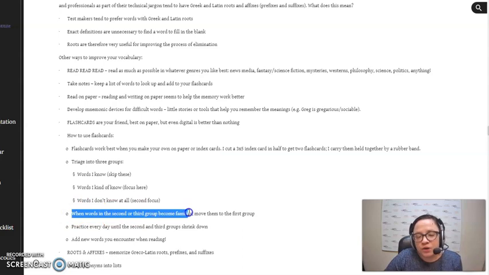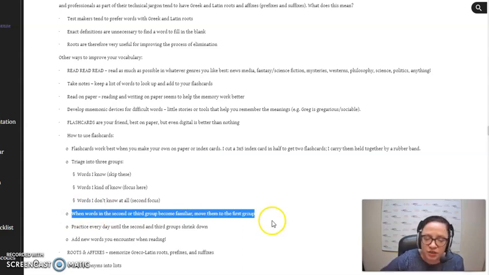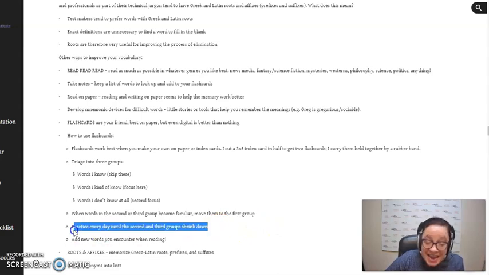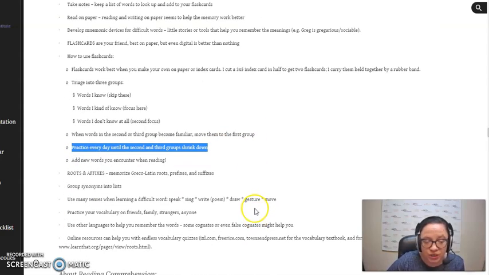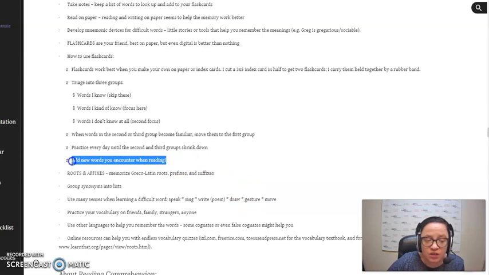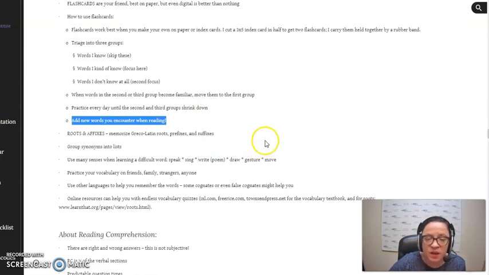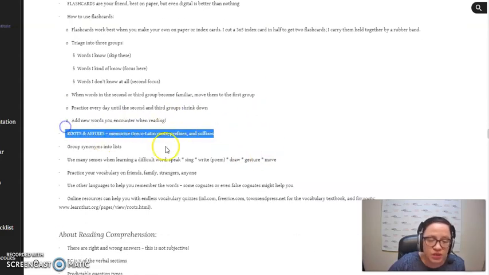So whenever the words in those second and third groups become familiar, move them over to the first group and just keep on practicing daily until those groups shrink down. Add new words as you encounter them. And of course, use those roots and affixes, memorize them. There are lists you can provide to the students. They can also go research their own.